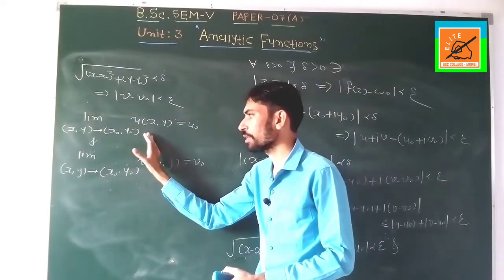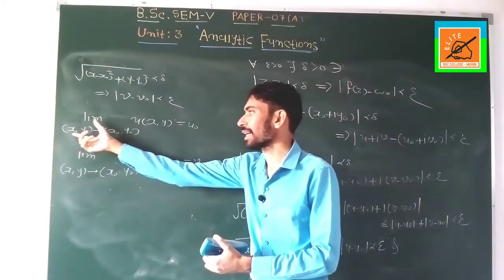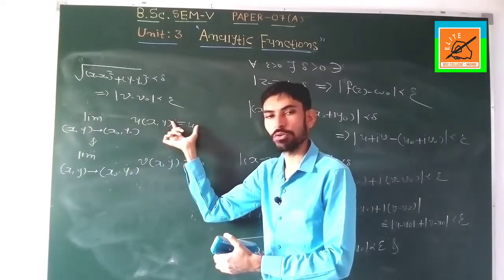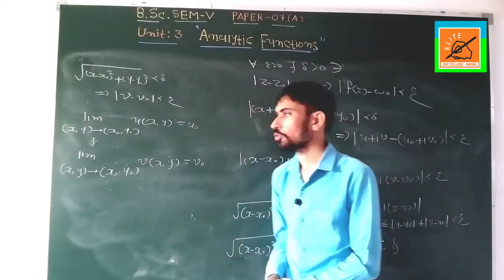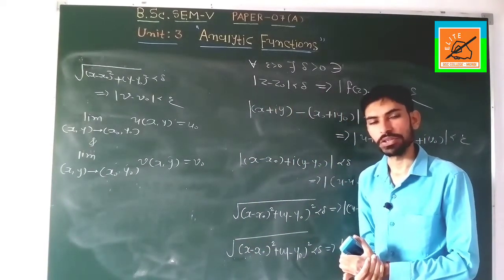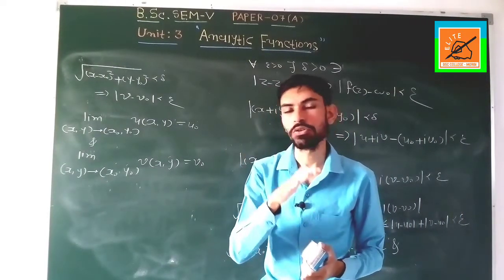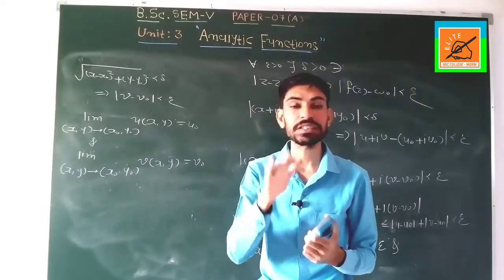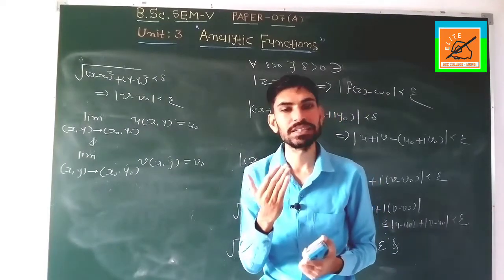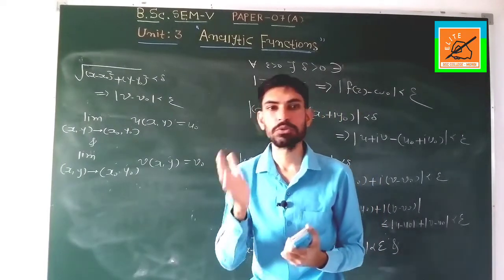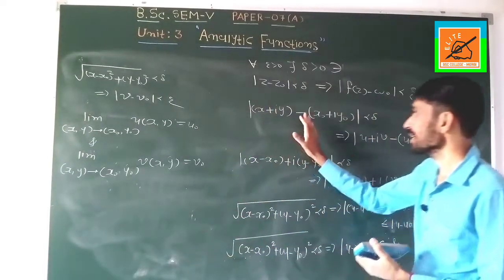So we started our proof with the limit z tends to z0 f of z equal to w0, and we obtained limit xy tends to x0 y0 u of xy is equal to u0 and limit xy tends to x0 y0 v of xy is equal to v0. So here we prove the first part of our theorem. How to prove? Let us recall. First assume limit z tends to z0 f of z is equal to w0 and just apply the definition of limit, and substitute the value z replaced by x plus iy, z0 replaced by x0 plus iy0, f of z replaced by u plus iv and w0 is u0 plus iv0, and just give the simplification.